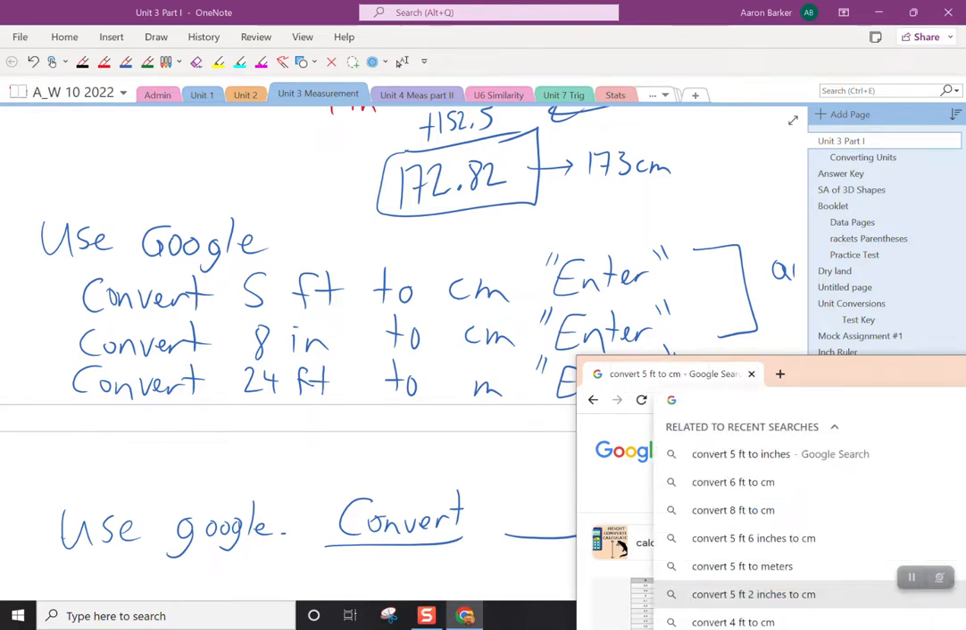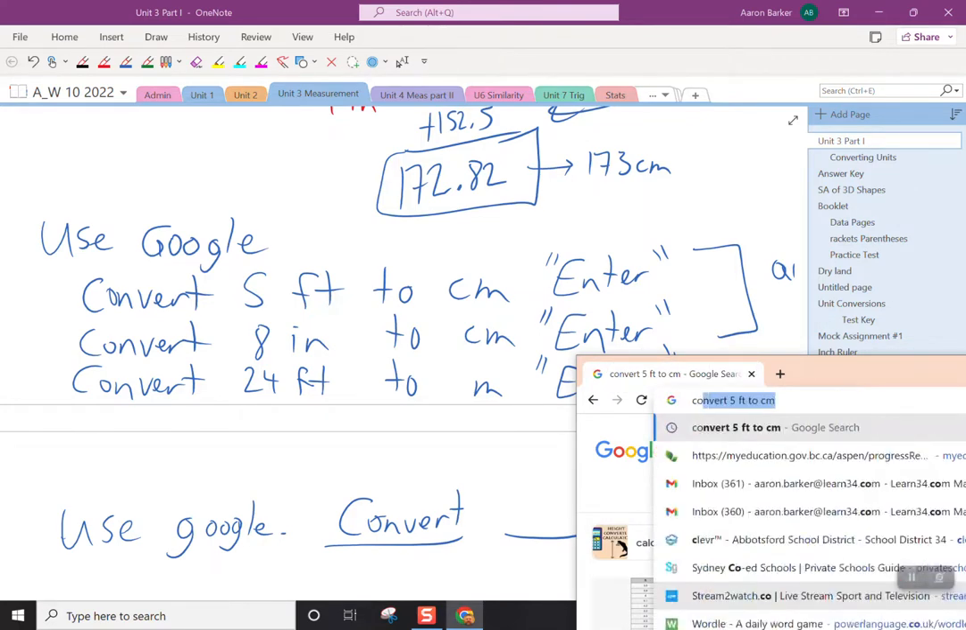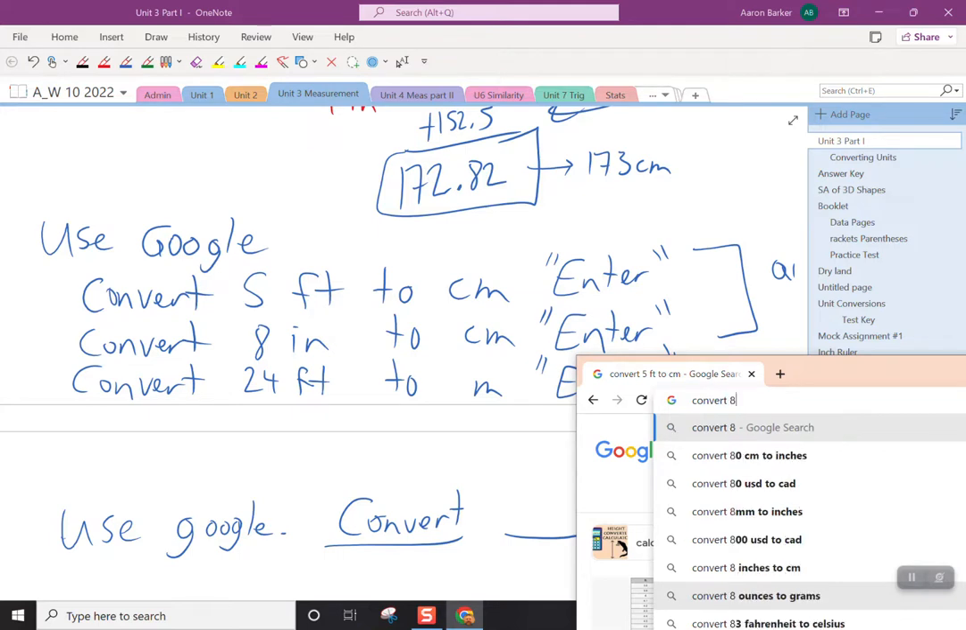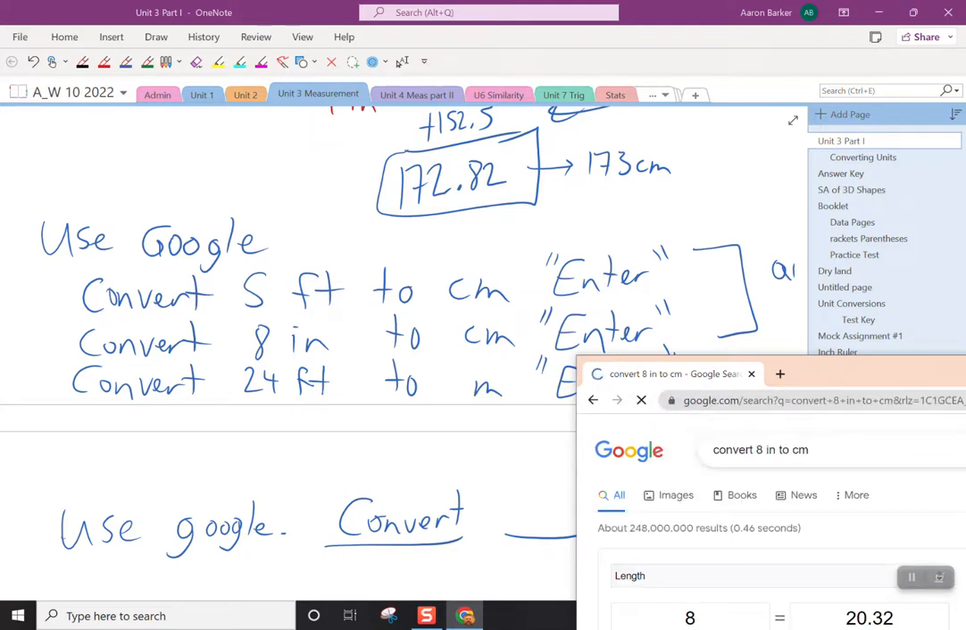So then you do the next one, convert. What word do you start with? Convert 8 inches to centimeters. Press enter. 20.32. Okay, so then you can write that down and you can add them up.